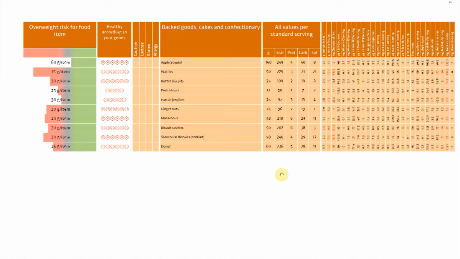So what does this tell you? It tells you eat more apple strudel and less waffles if you have the choice. Both taste maybe the same to you, then you can choose the ones that are better for your genes.